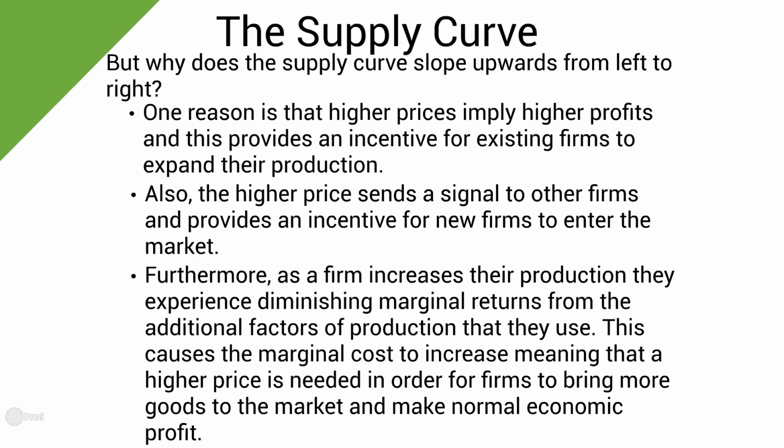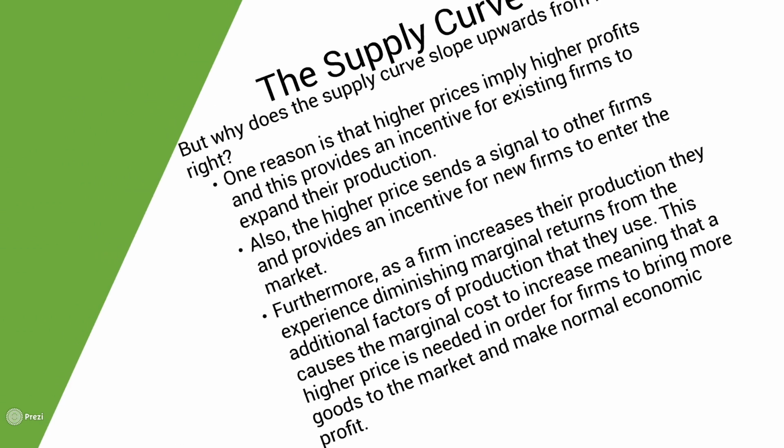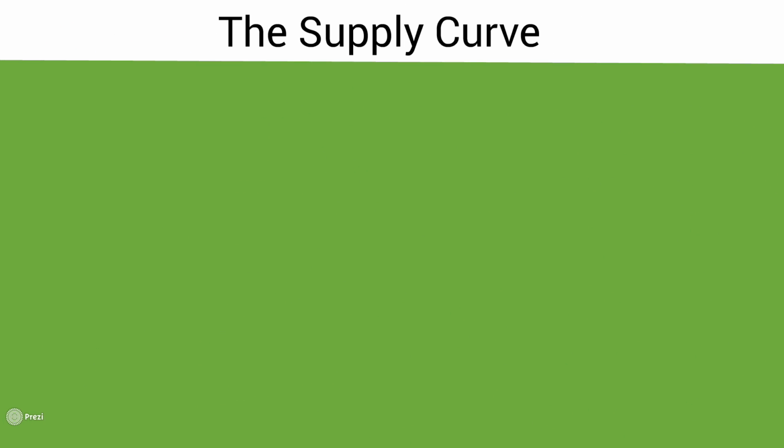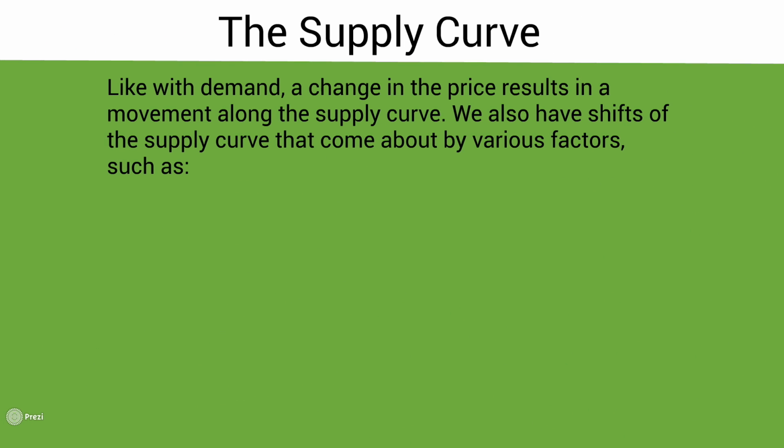So as existing firms increase their production, their marginal costs increase, which means that they must have a higher price in order to bring more goods and services to the market. Like with demand, a change in the price results in a movement along the supply curve.